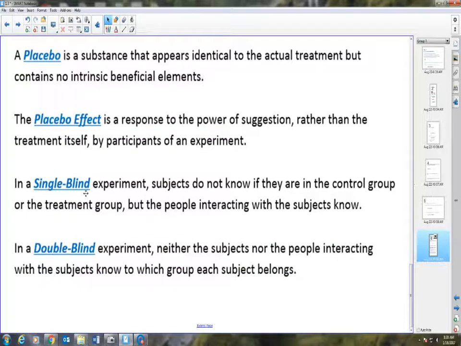All right, a single blind experiment, okay, is where the subjects do not know if they are in the control group or the treatment group, but the people that are interacting with you know. Double blind experiment is where neither the subject nor the people working with you know which group you are in. Okay, so double blind is probably the best in the experiment.